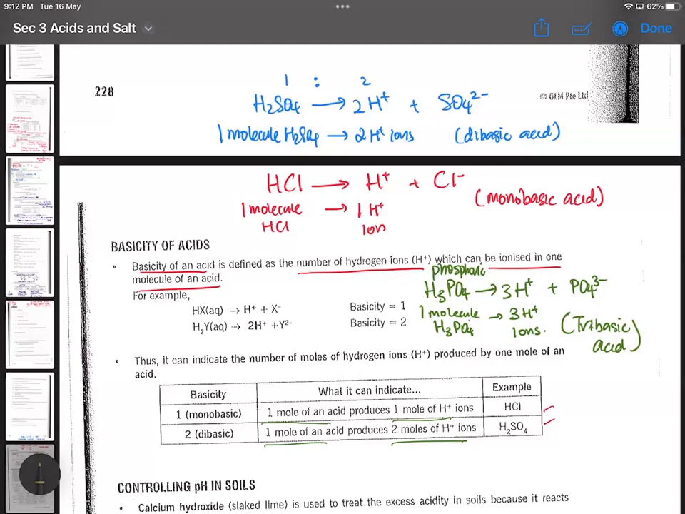Okay, so this is the concept of basicity. It depends on how many H plus you can produce per molecule.